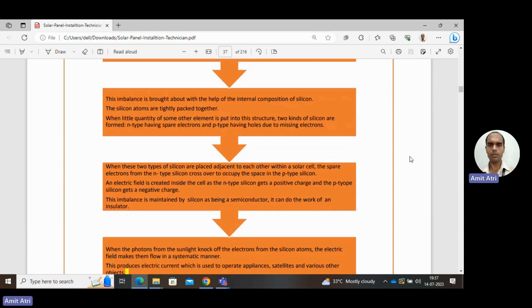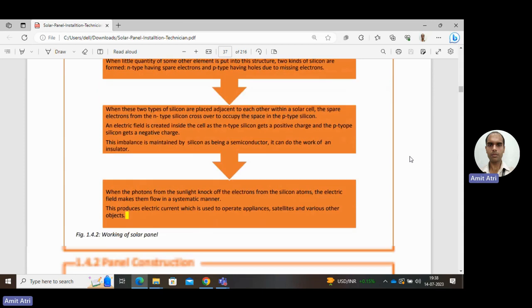These two types of silicon semiconductors are placed adjacent to each other within a solar cell. The spare electrons from the n-type silicon cross over to occupy the space in the p-type silicon. An electric field is created inside the cell as the n-type silicon gets a positive charge and the p-type silicon gets a negative charge. This imbalance is maintained by silicon, as being a semiconductor, it can do the work of an insulator.